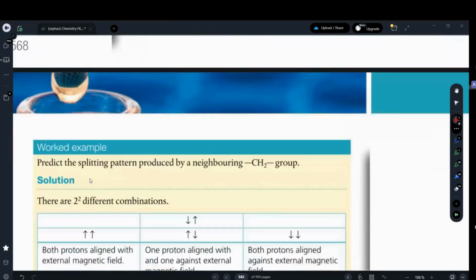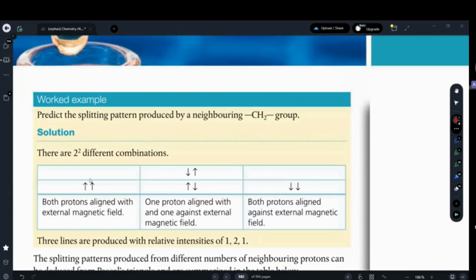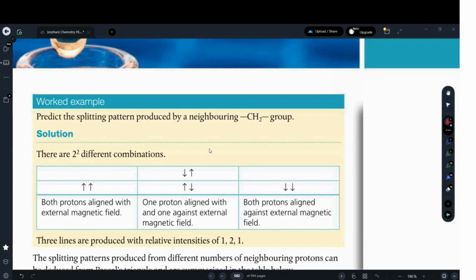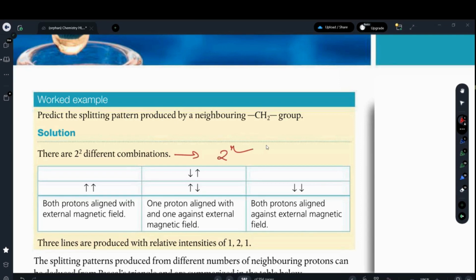So what is the splitting pattern produced by neighboring hydrogen atoms in this case? Since there are two hydrogens here, the splitting pattern will be 2 to the power 2. So the number of combinations that you can have is 2 to the power n. Would it always be 2 to the power, whatever the number of hydrogens given?